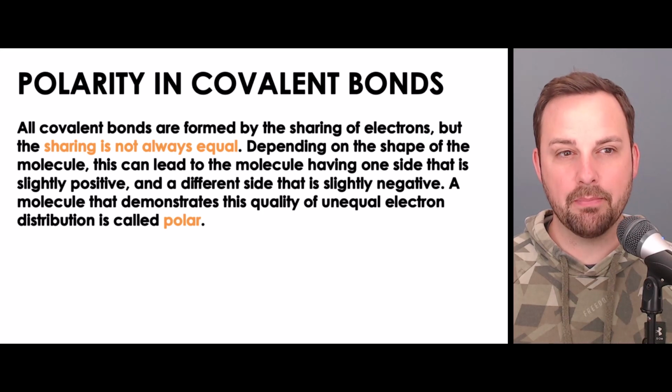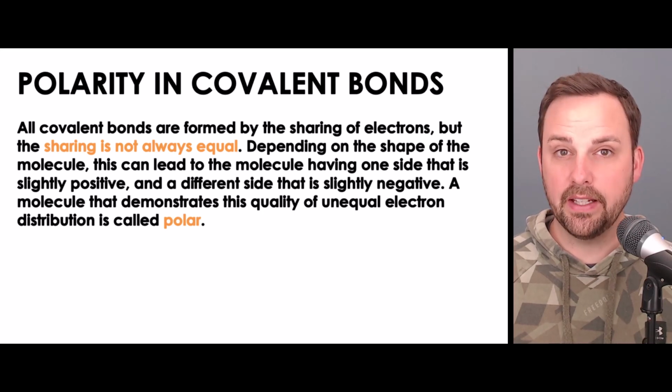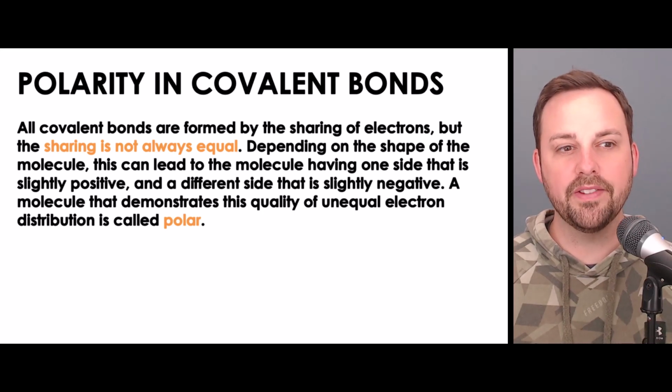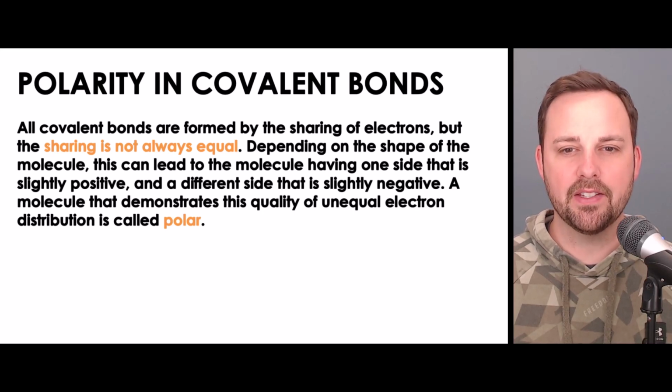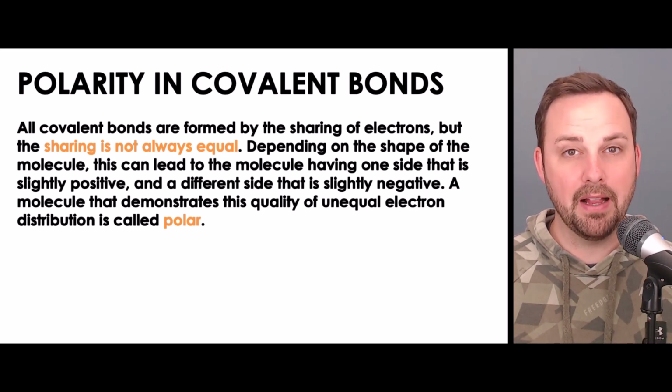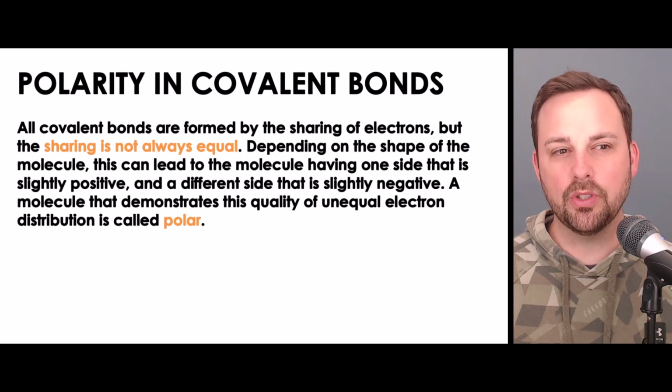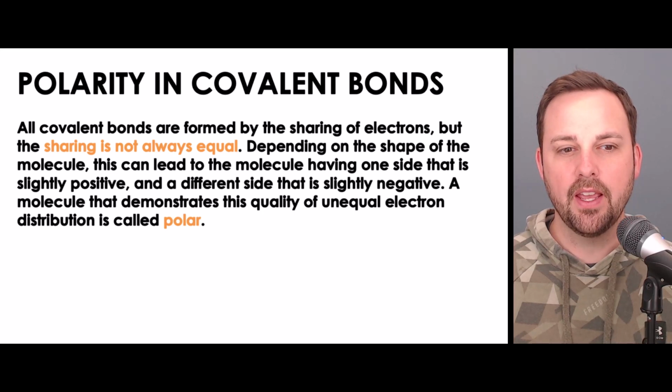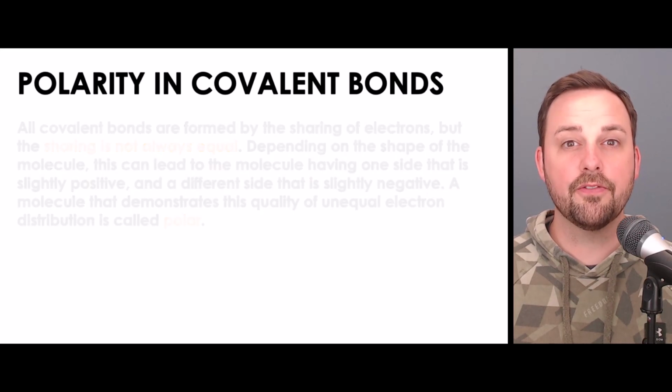Depending on the shape of the molecule, this can lead to molecules having one side that is slightly positive and a different side that is slightly negative. A molecule that demonstrates this quality of unequal electron distribution is called polar. So it's still a covalently bonded molecule, there's still sharing of electrons, but the sharing is not equal. So here's a few examples.